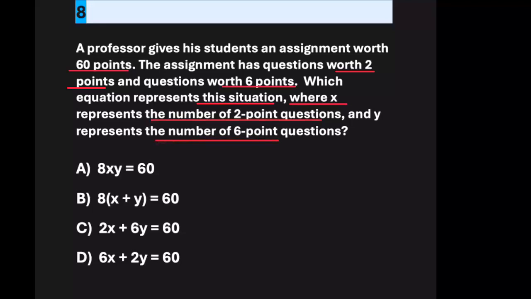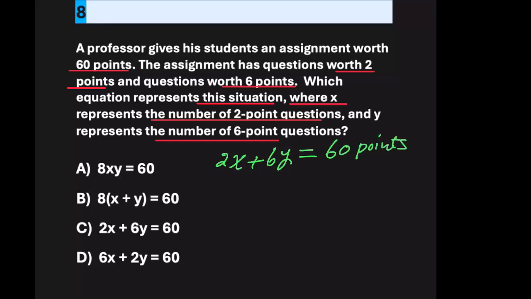Okay, we have an assignment which is 60 points. So we have 2 types of questions. One type of question is represented by x, and each question has the value of 2 points. So we multiply 2 here because x represents the number of questions and each question has the value of 2, plus y questions with 6 points for each question. So y is the number of questions and each question has the value of 6 points. So we multiply 6. Together, when you add them, it will give you 60 points.